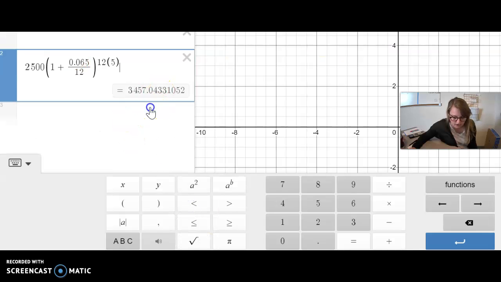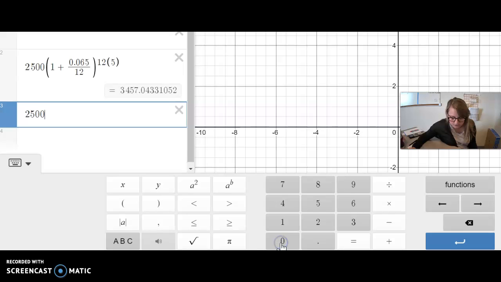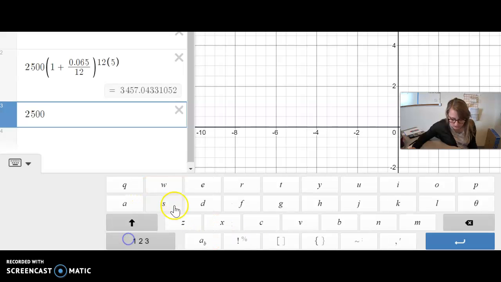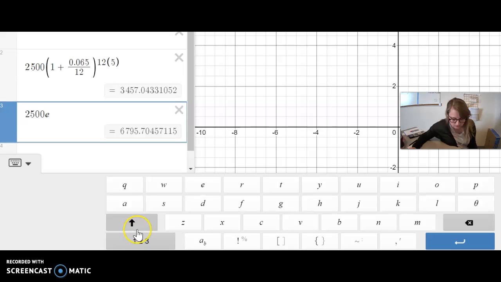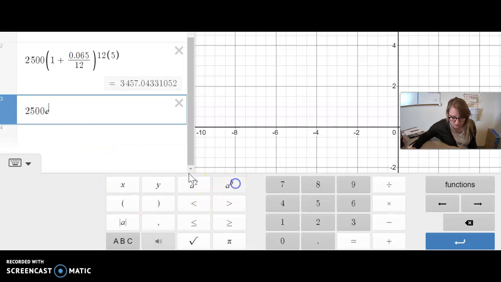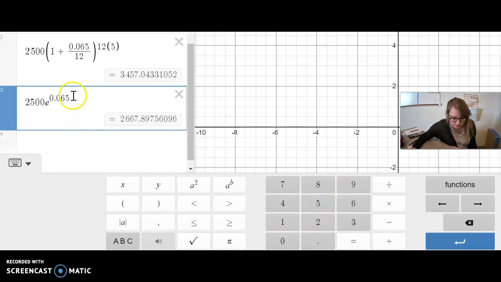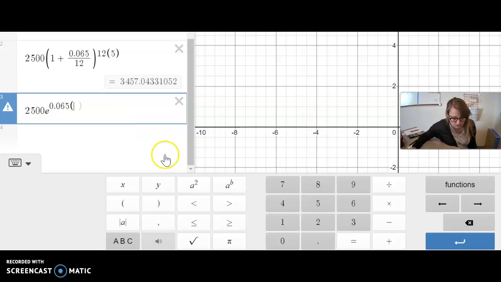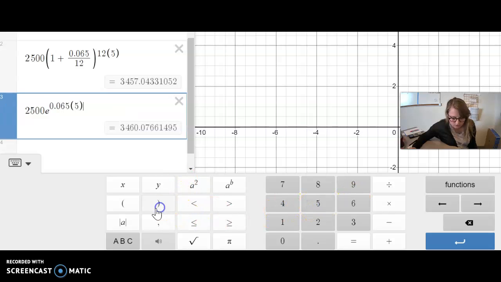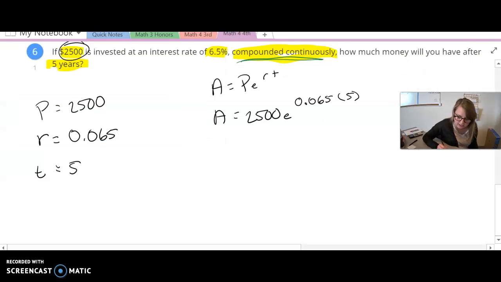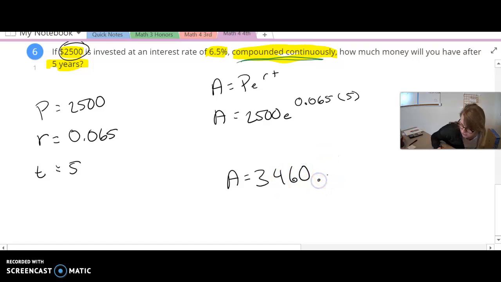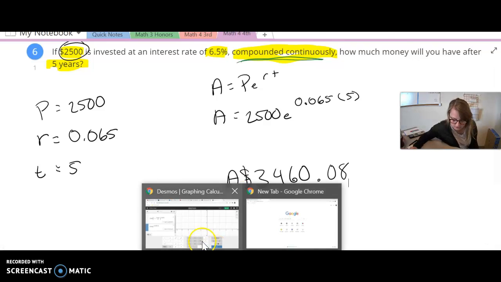So we have 2,500 e, raised to 0.065 times the years, and then we get $3,468. So that's the amount that we ended up getting.